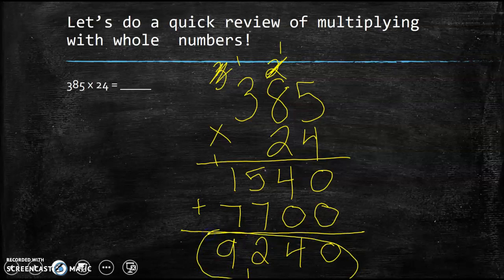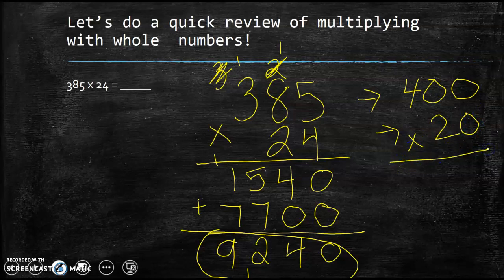9,240. You can also think about some rounding, right? We've talked about friendly numbers and how they will affect how we think about things too. So this is pretty close to like 400. And then we can even say 24, we can round it to 20. And if we're thinking about 400 times 20, kind of quickly mentally, we're thinking about like 8,000. And this is our estimate.